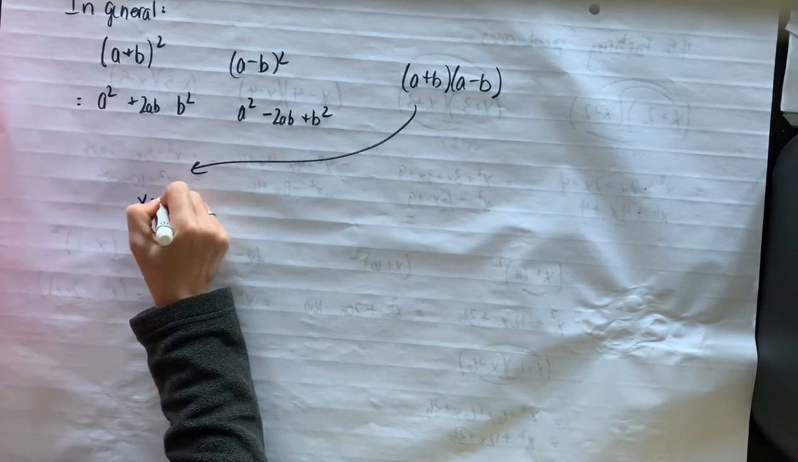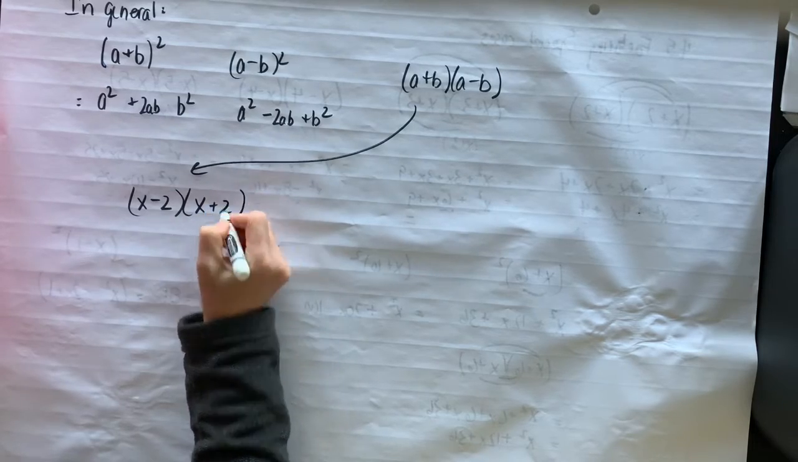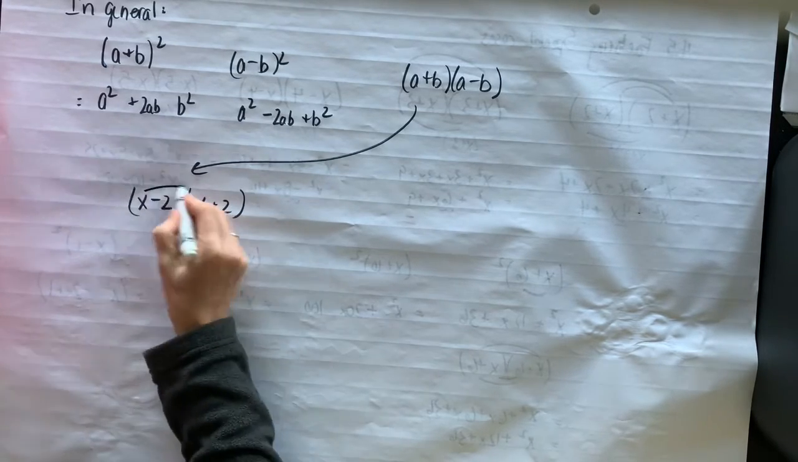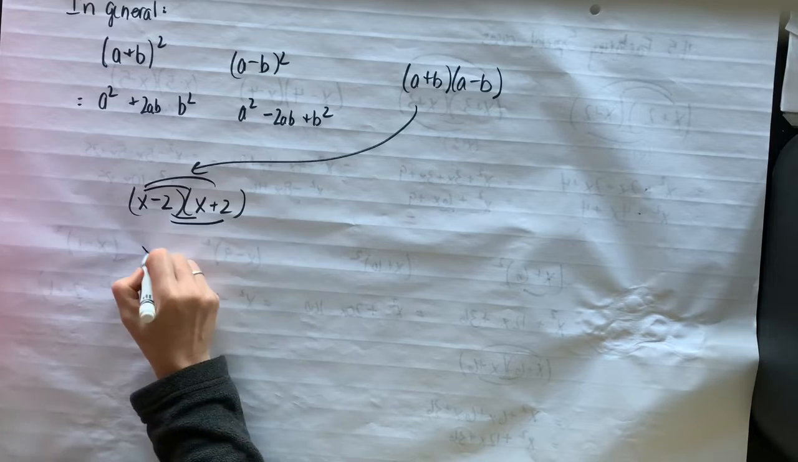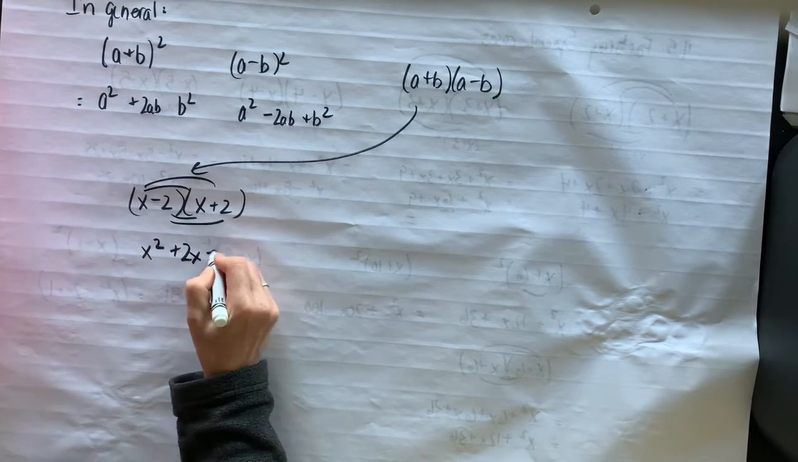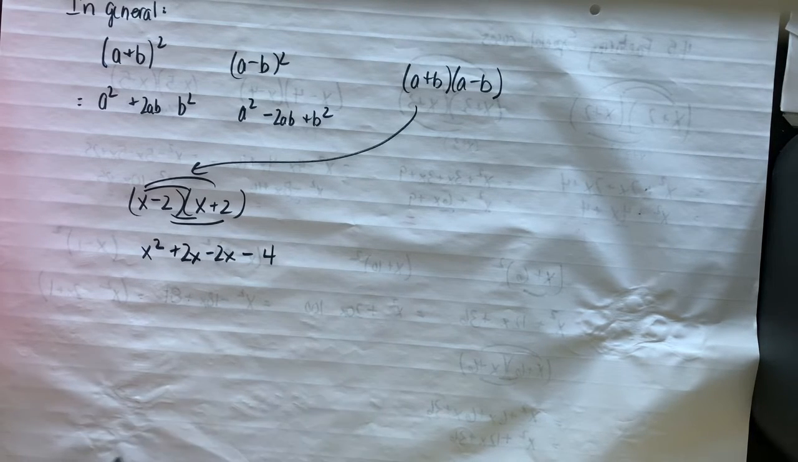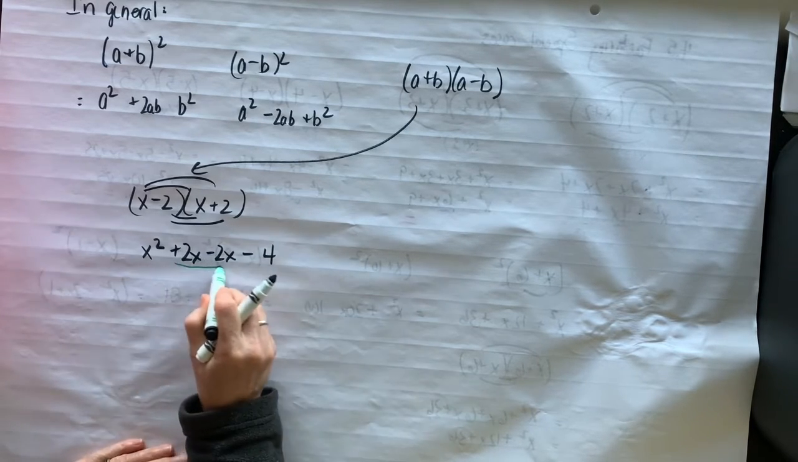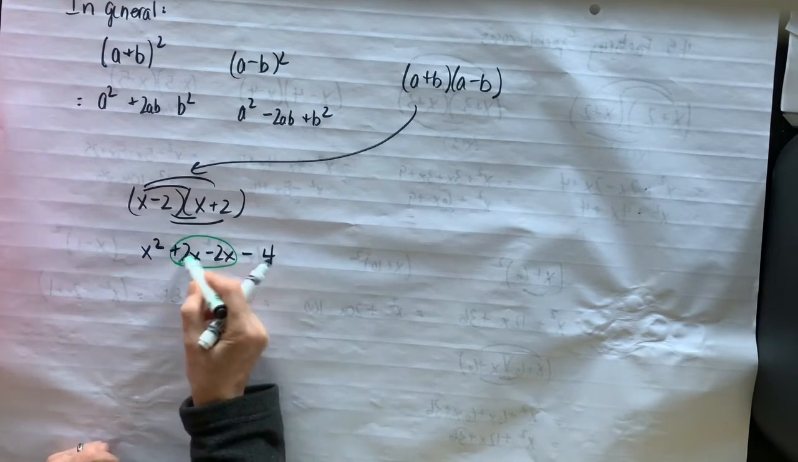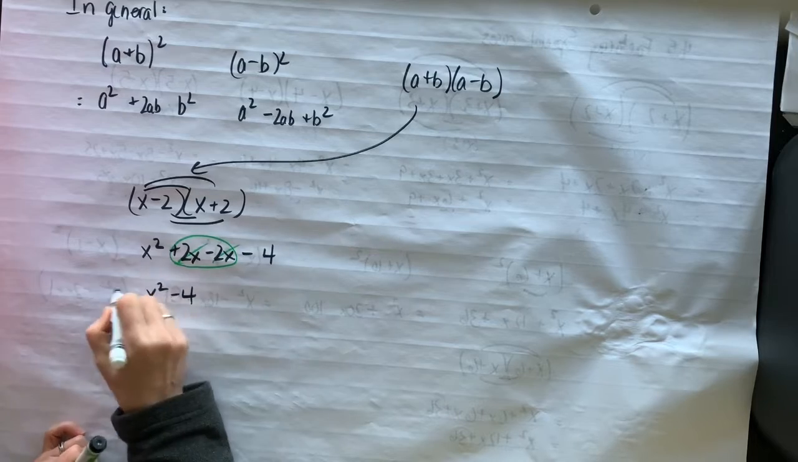Let's look at (x - 2) times (x + 2). Let's use FOIL: first, outside, inside, last. I have x squared plus 2x minus 2x minus 4. And you can see quite quickly that you're going to have plus 2x and minus 2x, so the middle term disappears, and what you're left with is x squared minus 4.